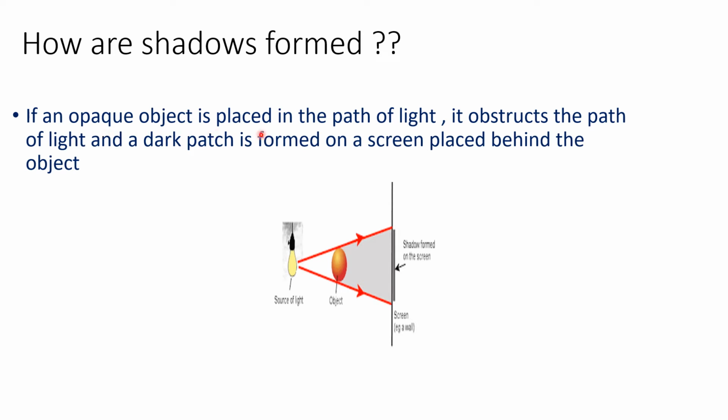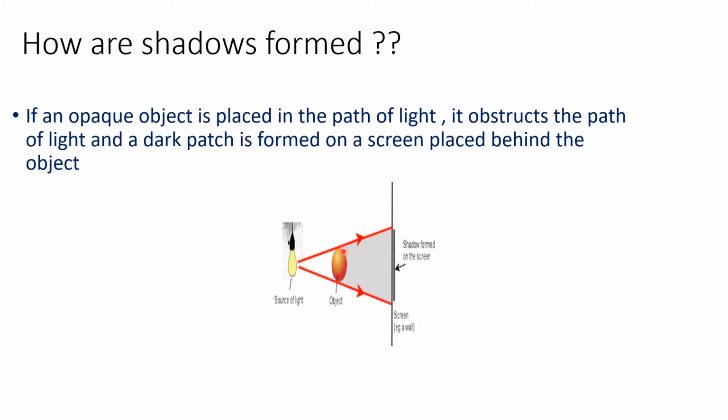So if an opaque object is placed in the path of light, it obstructs the path of light and a dark patch is formed on a screen placed behind the object. So you see here there is a source of light, there is a bulb here, and this is the opaque object. When light goes in straight lines, it cannot pass through this object because it is opaque. So it will just pass from the sides like this. All this area where the light is not able to pass, there you will see a dark patch. This patch is called the shadow.